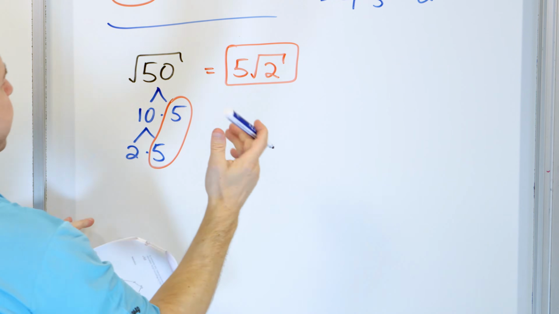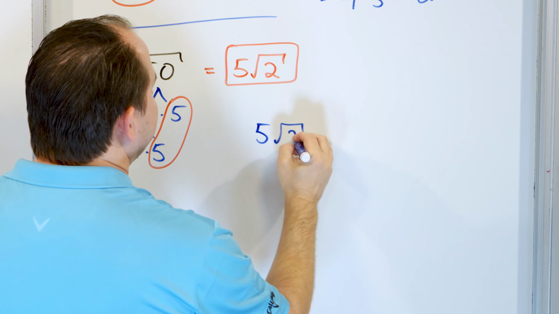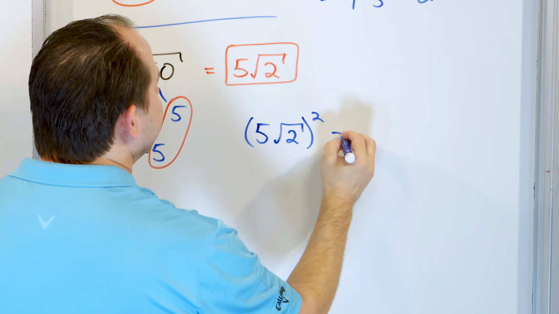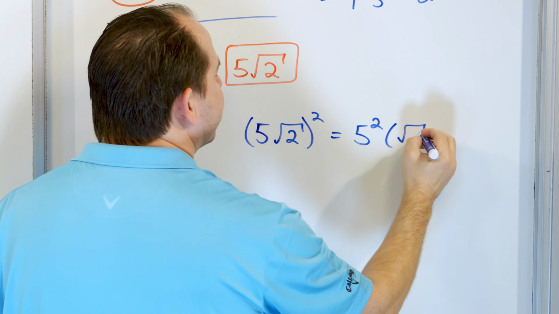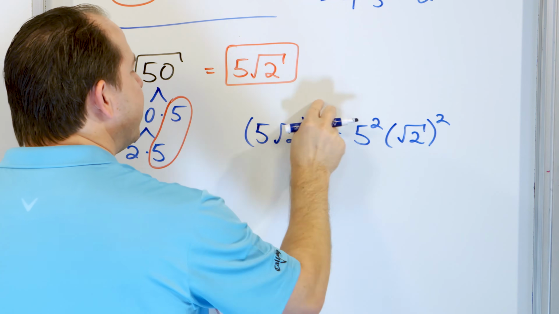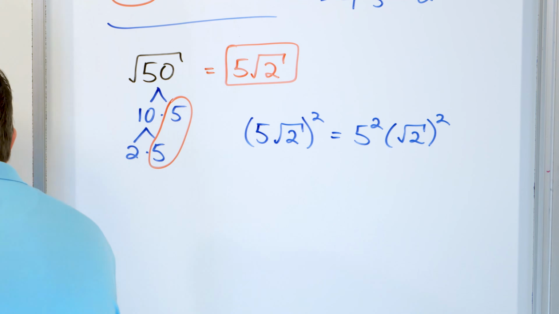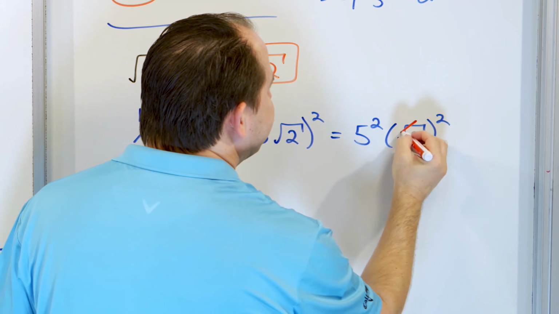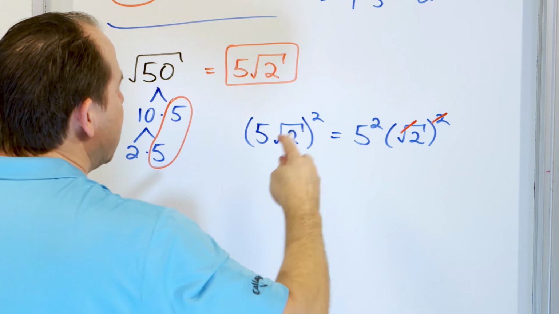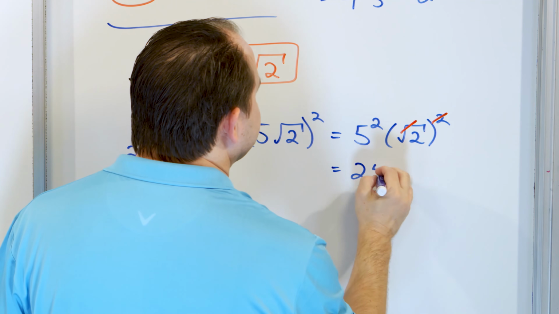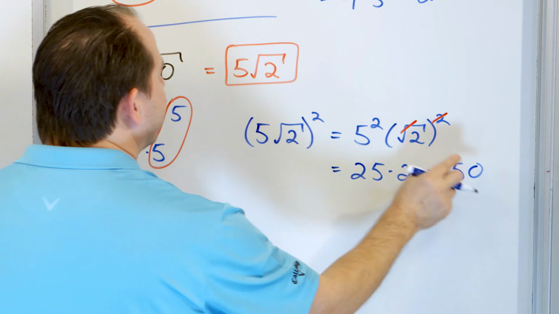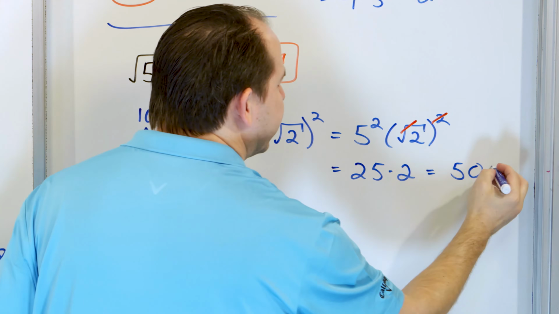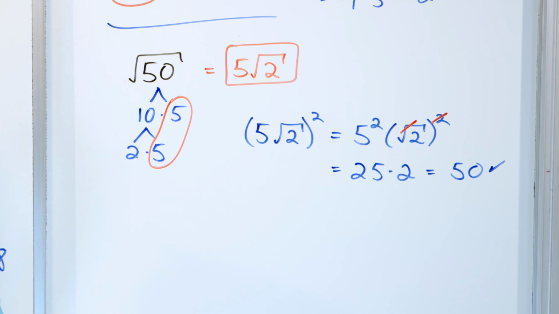Now let's check this guy. 5 times the square root of 2. We're going to square the whole thing. So you're going to get the 5 squared, and you put that exponent on the 5. You're going to have the square root of 2 squared. The exponent applies to both terms. And then what you're going to have is a cancellation between the squaring and the square root. 5 times 5 is 25 times 2, because this is what's left behind, 50. And that's what we were trying to find. That's what's under there. We square the answer. We get back what we're looking for.